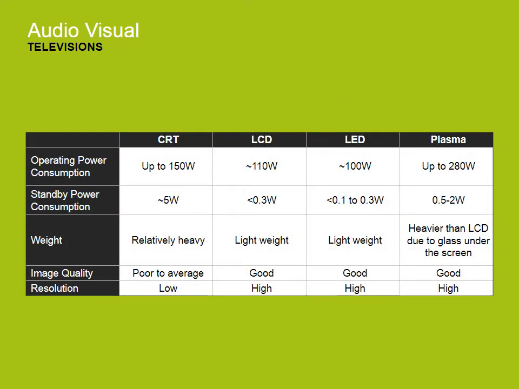Plasma televisions draw up to 3 times the amount of energy that an LED or LCD does. Thus, if a new TV is purchased, LED or LCD would be the best choice in terms of energy consumption. These also have the added benefit of not burning a static image into the screen.